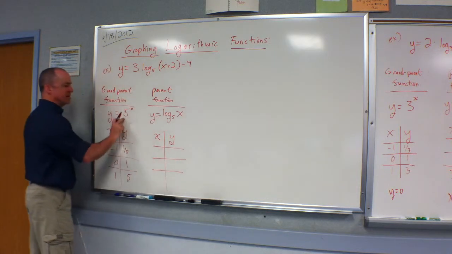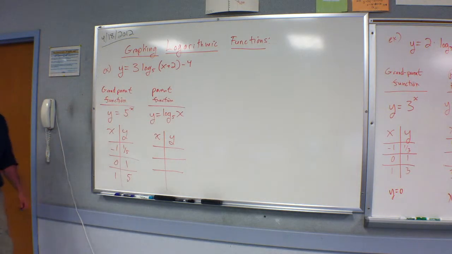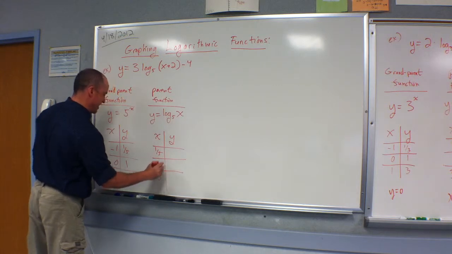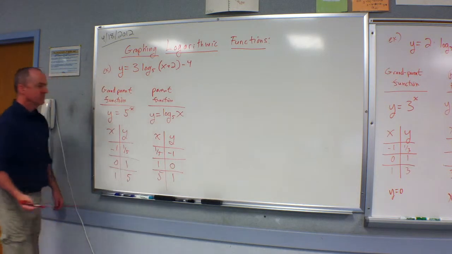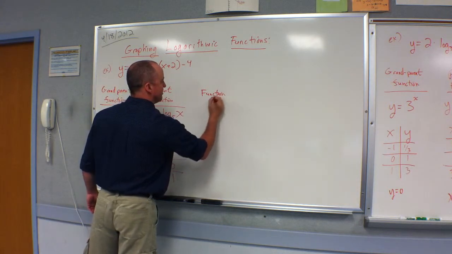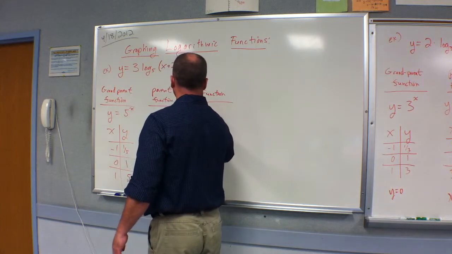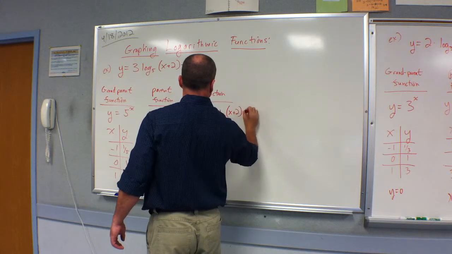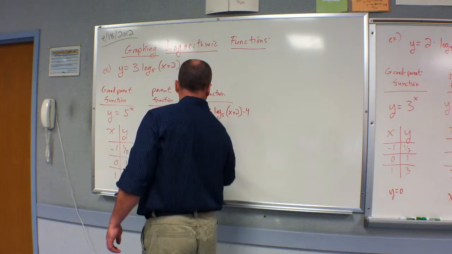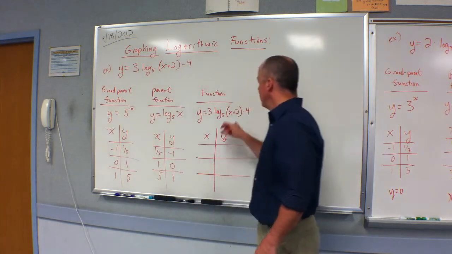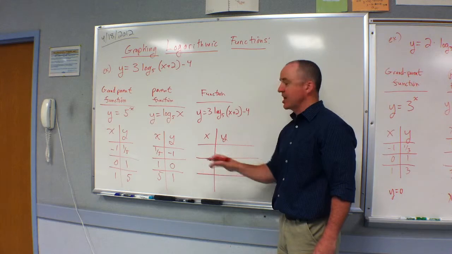And between an exponential and a logarithm, between the grandparent and the parent, what do we do? Just one step. Switch the x's and the y's. 1/5, 1, 5 for the x's, -1, 0, 1 for the y's. Okay. Now, the function itself, y equals 3 log base 5, x plus 2 minus 4. Okay, what one thing from this function do we do to the x column?